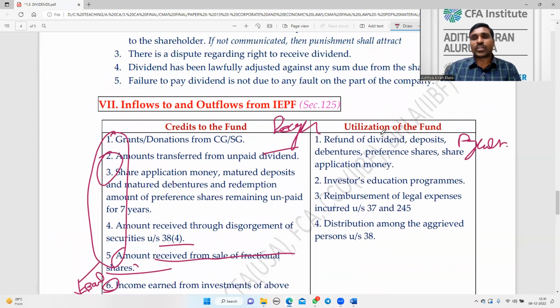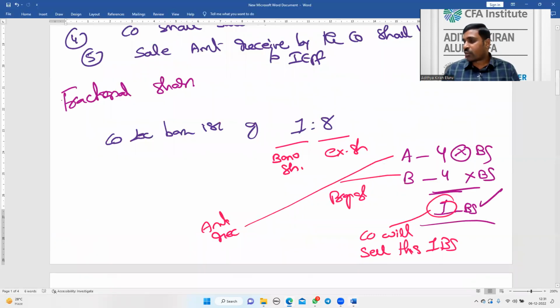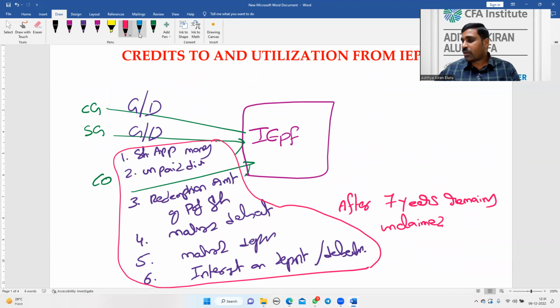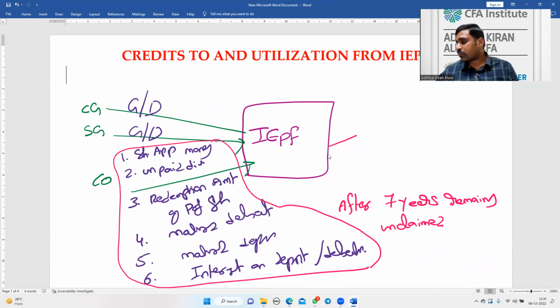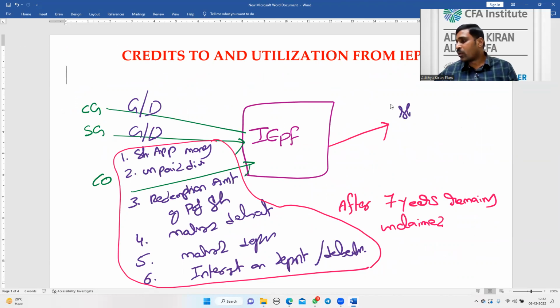Next, we'll see outflows from the IEPF. The same amounts, whatever we have seen here, second, third, and fourth point, will be given as outflows here. So from the IEPF, the same amounts will be outflows to the concerned persons: shareholders, debenture holders, or depositors.